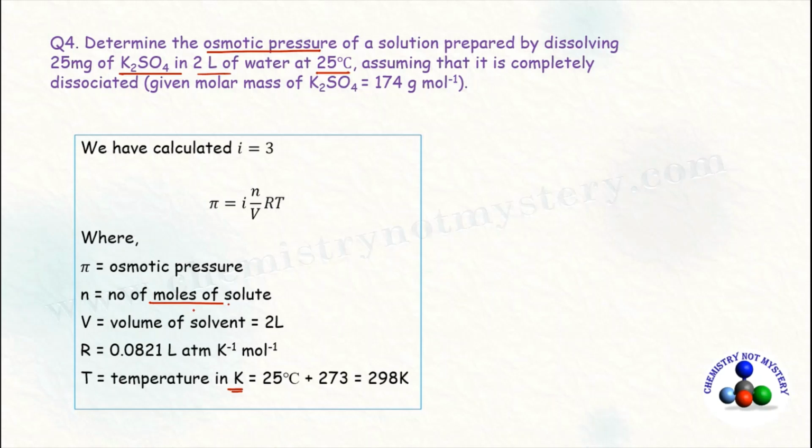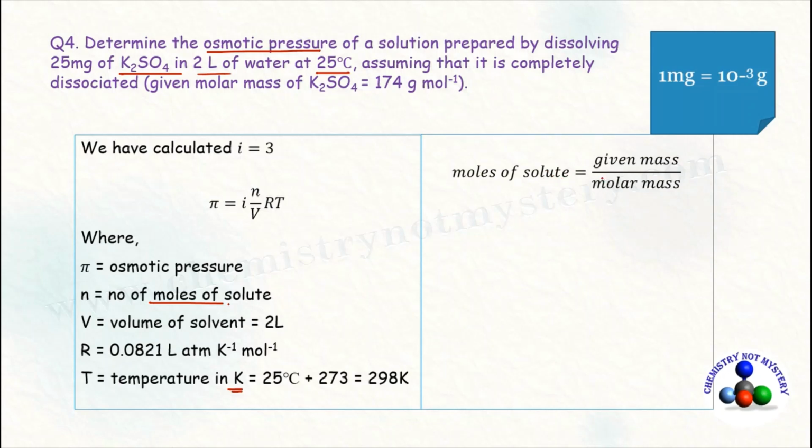Here the number of moles of solute is not given in the question, but we can calculate it by using a formula. Moles of solute is equal to given mass over molar mass. Here given mass is 25 milligrams and molar mass is 174 grams per mole. One is in gram and the other is in milligram, so first you have to convert milligrams into gram. We know 1 milligram is equal to 10 raised to minus 3 grams. So 25 milligrams will be equal to 25 into 10 raised to minus 3 grams. Now let's calculate the number of moles of solute. So here you will get 25 into 10 raised to minus 3 grams over 174 grams per mole.